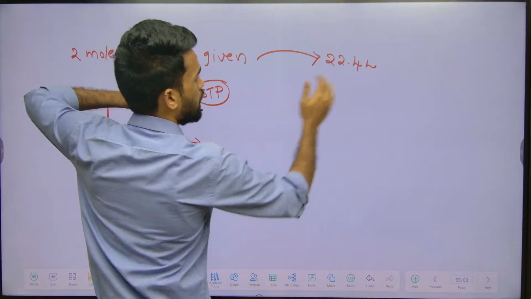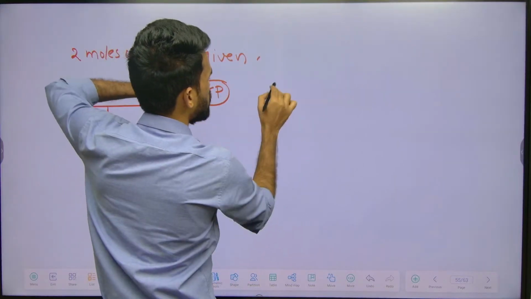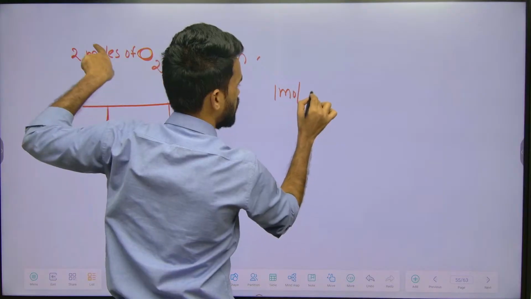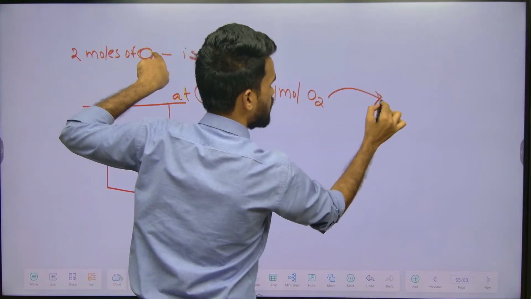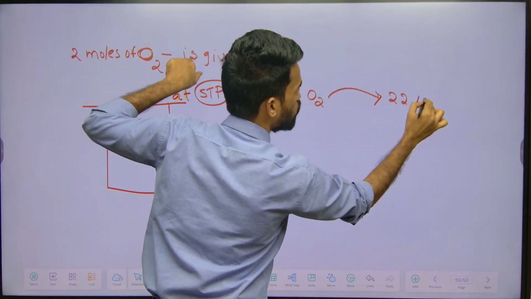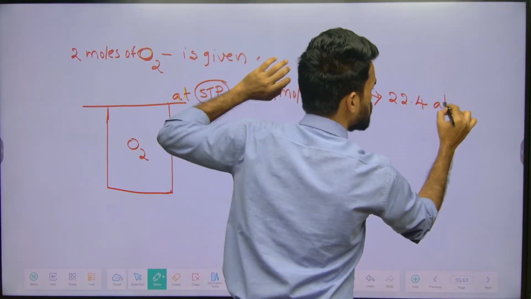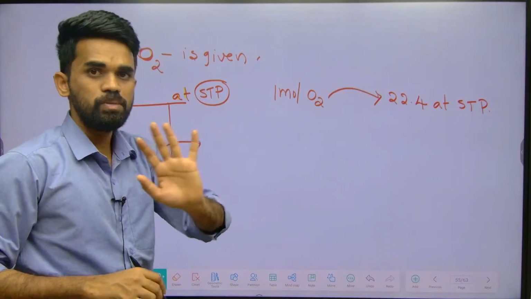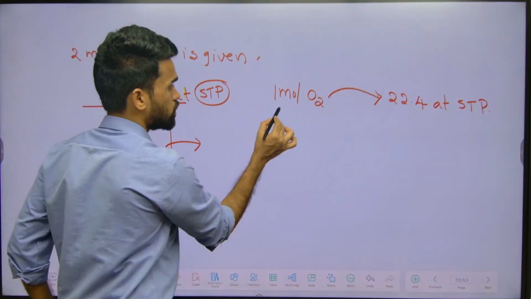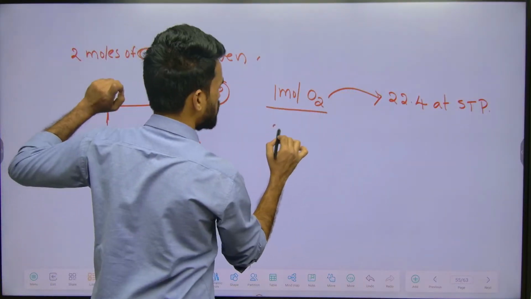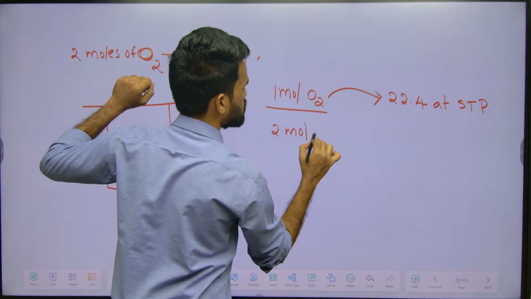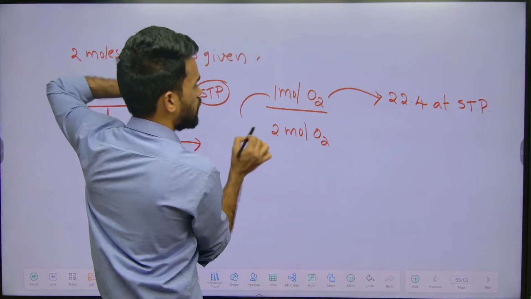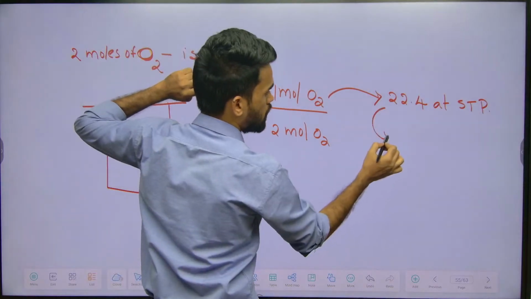liters. Again I am saying, if you take 1 mole of O2 gas, it occupies 22.4 liters at STP condition only. I will tell you what we mean by STP, just write it like that. The given gas is how much? 2 moles, no? From here to here it is double, so the volume should also be doubled.